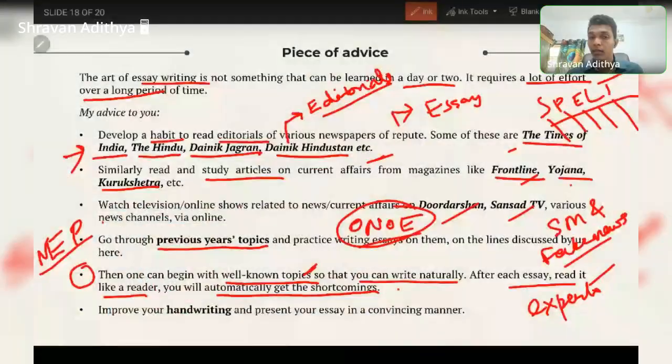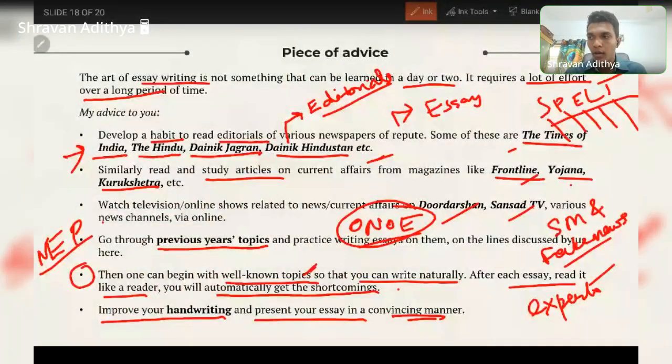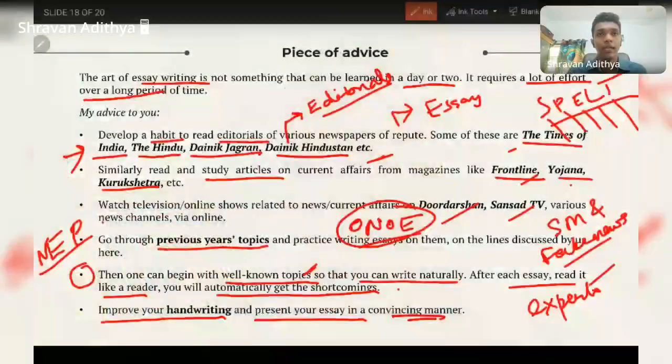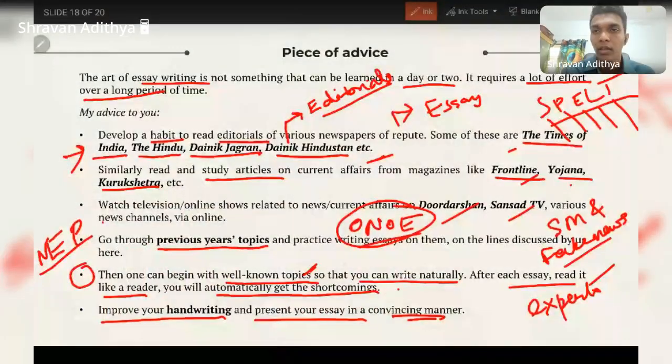Do that, and finally improve your handwriting and present your essay in a convincing manner. Even though not much importance is given to handwriting, people with good handwriting definitely get those extra four to five marks, because it shows that they are patient writers. They can present in a more convincing manner than a person with very illegible handwriting. So have a legible, neat handwriting, and do not strike out much while you write. That's the reason we tell you to plan before writing.